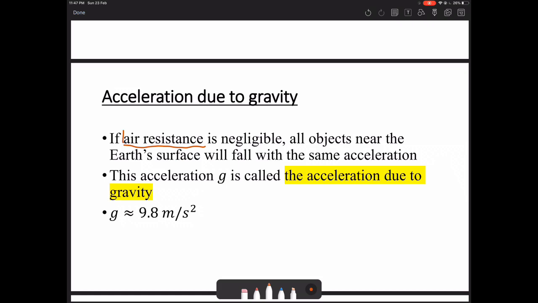If air resistance is negligible, all objects near the Earth's surface will fall with the same acceleration. We use small g to denote this acceleration. It's called the acceleration due to gravity, and this small g is approximately equal to 9.8 meters per second squared. That means for every 1 second, the velocity of the object will increase by 9.8 meters per second. That's why it is meters per second squared, because it is per second.